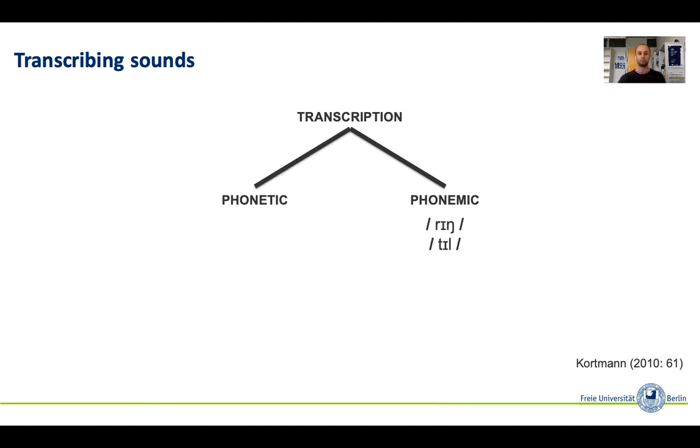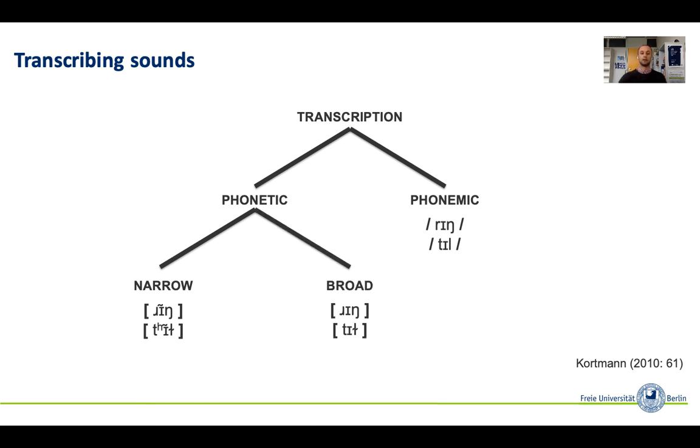But we can also include more details about the pronunciation of a given word. This is then called the phonetic transcription. And based on the amount of details that we include, we can either have a very narrow phonetic transcription, where we really include all the different details about the pronunciation. For example, how the T in till is aspirated, or what type of L is really used in the word till. Or we can also go for a more broader phonetic description where we include some details, but not all of them.